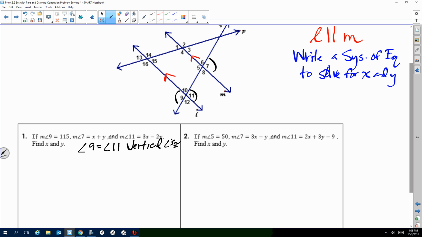All right, what else do you know about those 3 angles? Because whenever we're trying to show a relationship, we need a pair. Right? Yeah, 9 and 7 are alternate exterior. So 9 is also equal to 7 because they're alternate exterior.